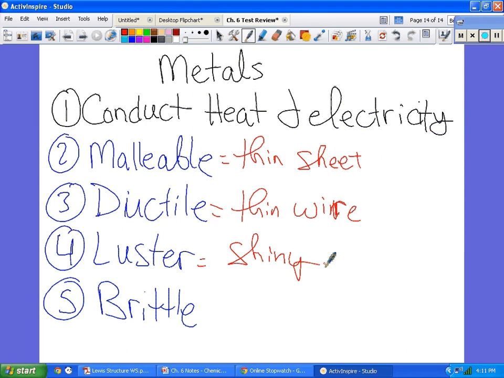And then we know brittle. So again, that is the properties and characteristics of a metal. All right, the next bullet. Brittle: easily broken. All right.